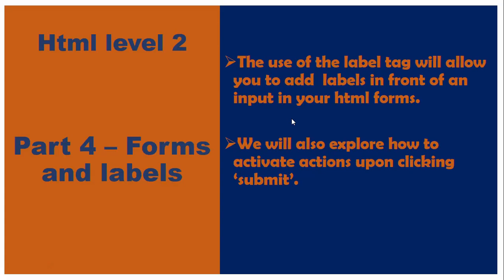The last time we dealt with part 4, which is forms and basics. This time around, we are still in part 4, forms and label. We'll be dealing with the use of the label tag that will allow us to add labels in front of our inputs in our HTML forms. We'll also be exploring how to activate action on clicking submit. That means when we submit our form, where is it going? So without wasting our time, let's dive in.